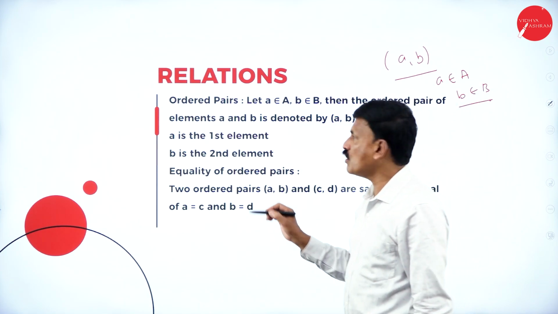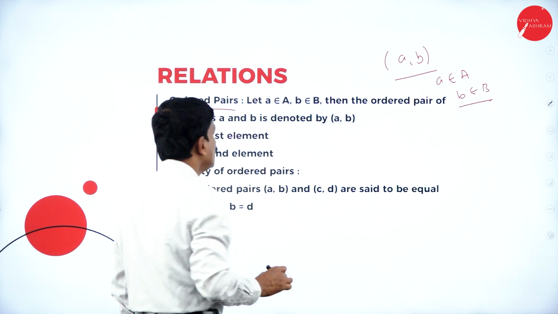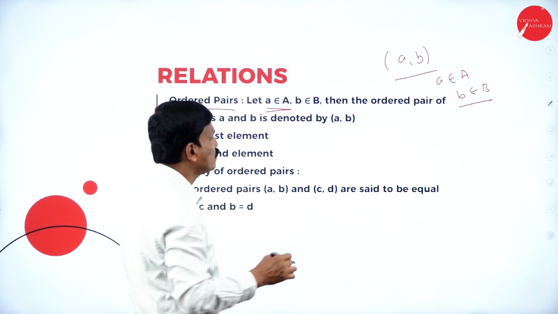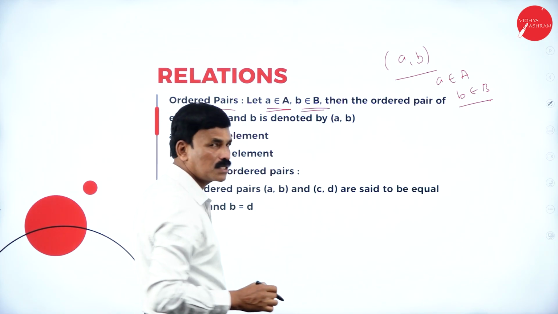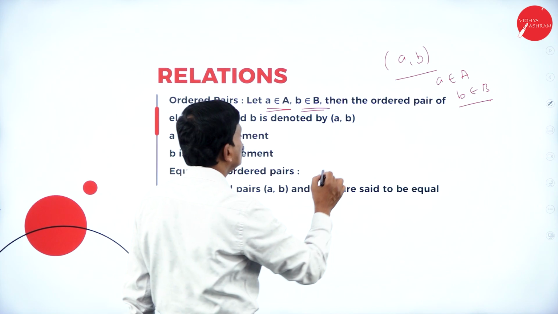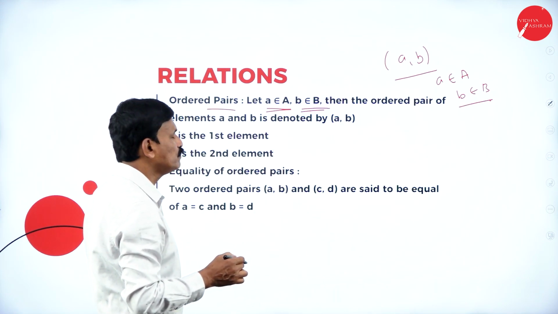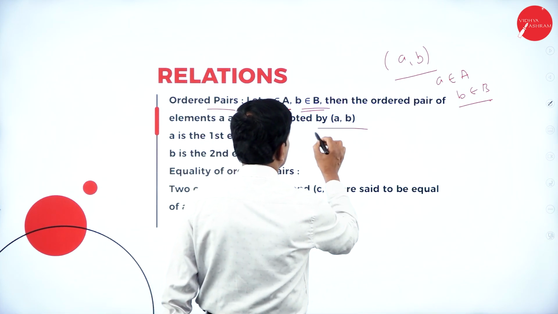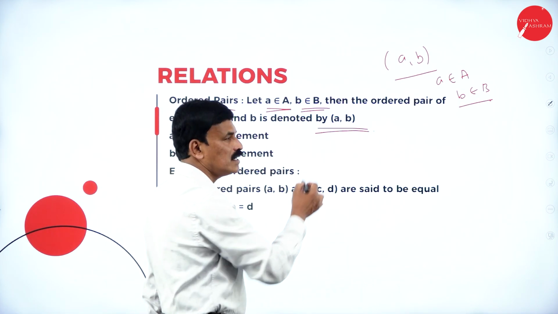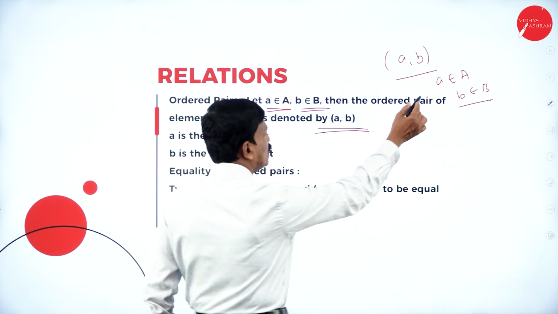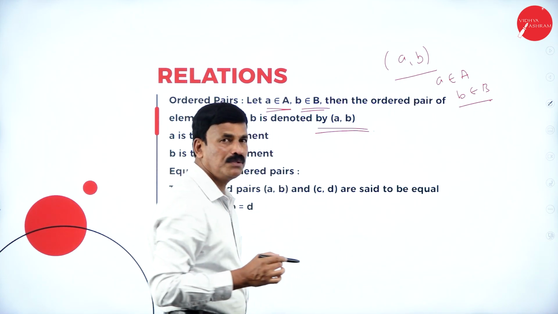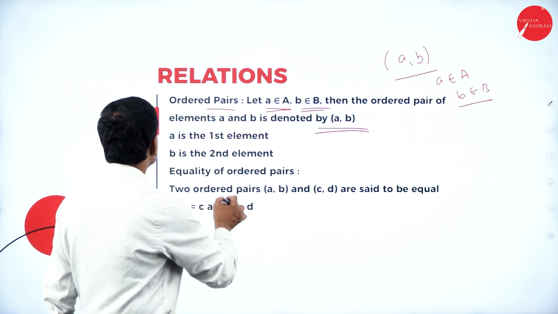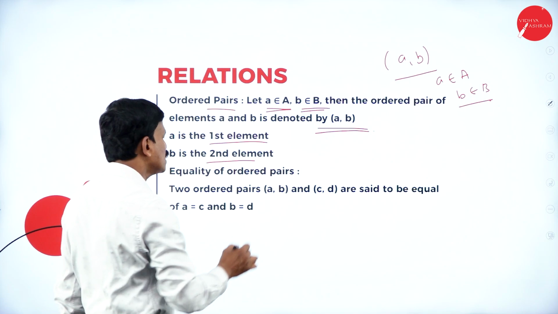Now let me define the ordered pair. How to define the ordered pair? Let any element a belong to a set capital A, and another element b belong to the set capital B. Then the ordered pair of the elements a and b is denoted as (a, b). That means a, the first member, is an element of the set A and the second member b is an element of the set B. Here a is the first element and b is the second element.